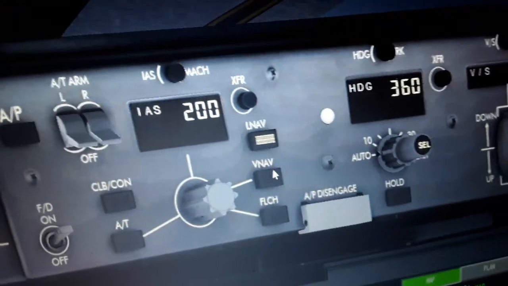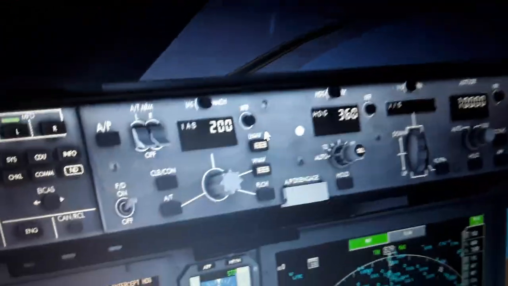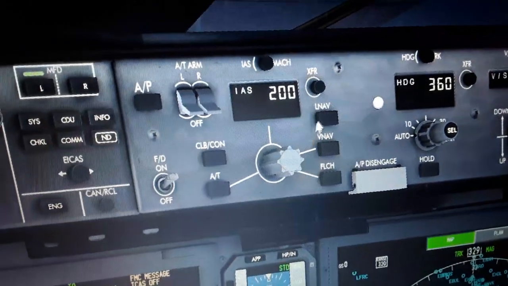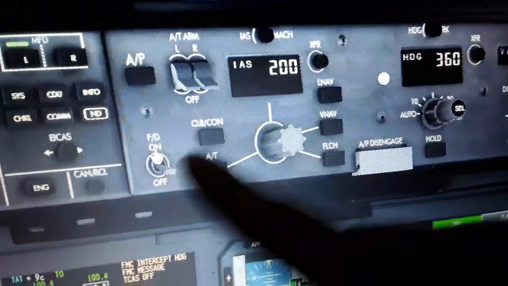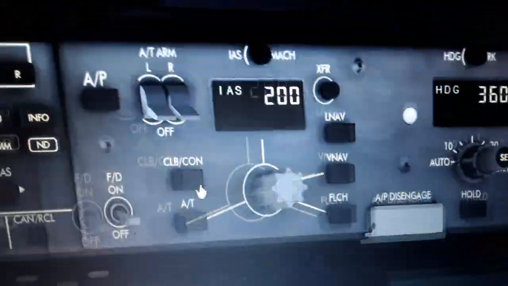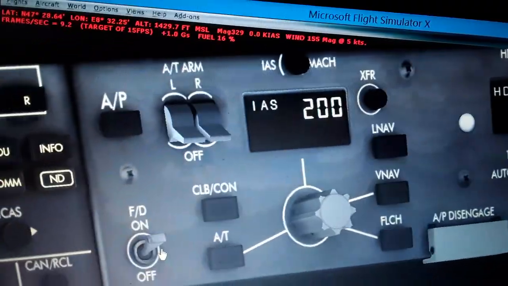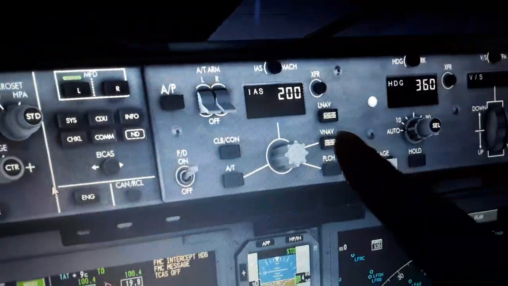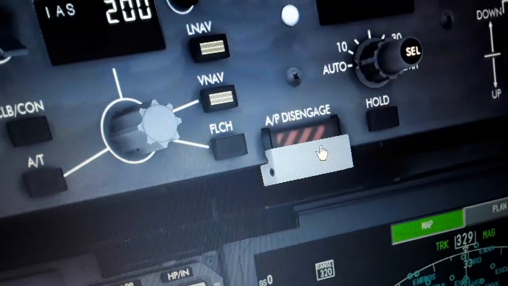So we have also a nav here in VNAV. We select, you can see, select again. If we turn off the flight director like this, it will disarm both modes. We cannot arm the autopilot like this without the flight director or in any mode. So we need the flight director first on, and then we have back the modes. We have the autopilot disengage here. You can see the autopilot disengage.